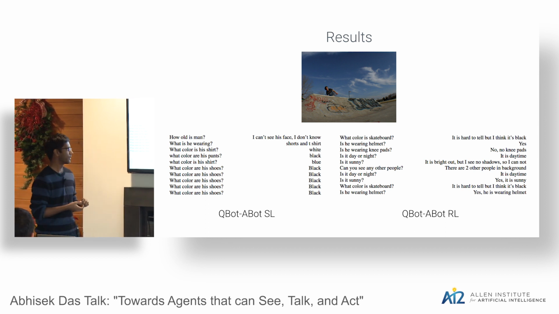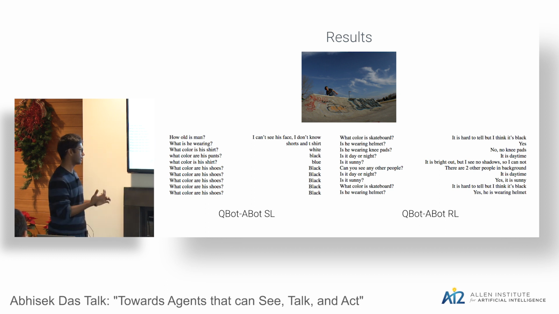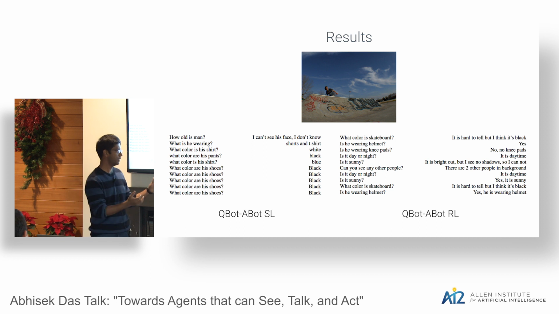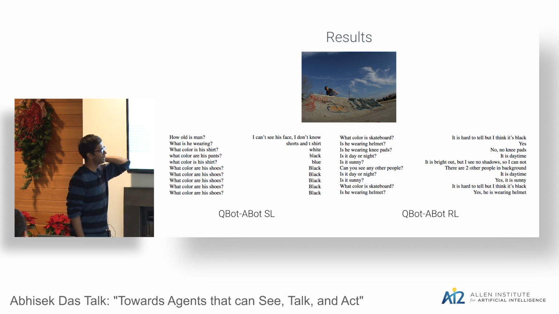Yeah, so if you look at some of the results that come out of this sort of training paradigm, on the left, I'm showing the supervised pre-trained models. As I said before, they're often repetitive. They often resolve to these generic responses like I can't tell. In general, the dialogue that emerges in these RL trained question answer bots is a lot more diverse and image discriminative. So for example here, what color is skateboard? It's hard to tell, but I think it's black. Is he wearing helmet? Yes. Is he wearing knee pads? No, no knee pads. Is it day or night? It's daytime, and so on.